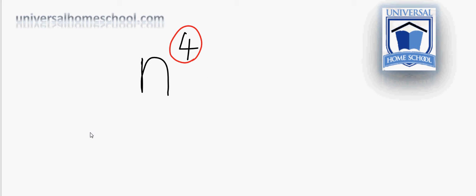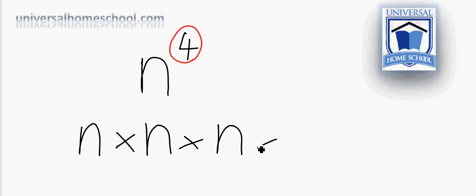What about n to the power of 4? Well, as we worked out last time, n times itself again, and times itself. Because it's to the power of 4, we would write n out 4 times. N, number 1, times n, number 2, times n, number 3, times n, number 4. We're multiplying n by itself 3 times. Okay, that's important.